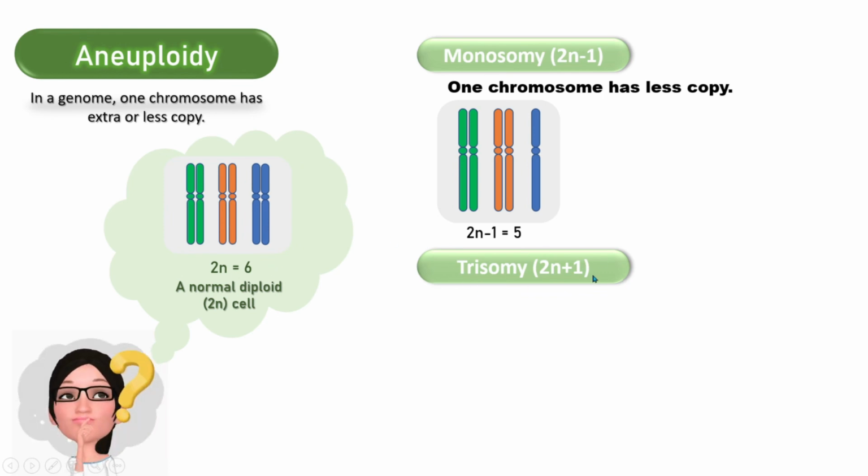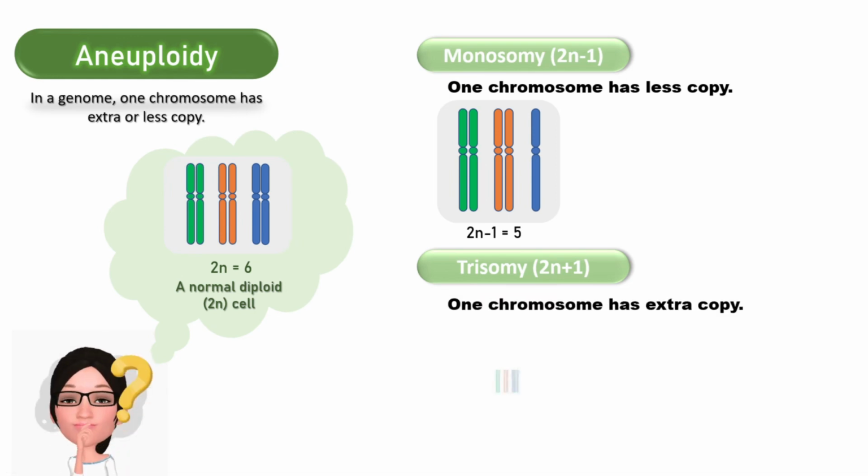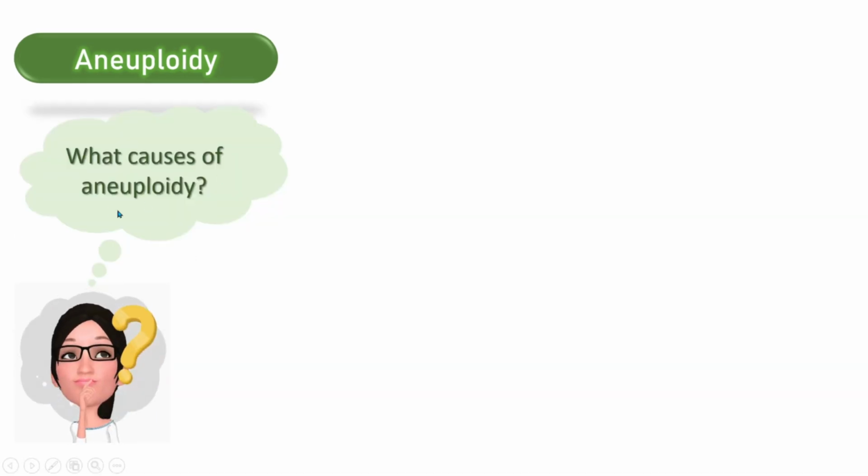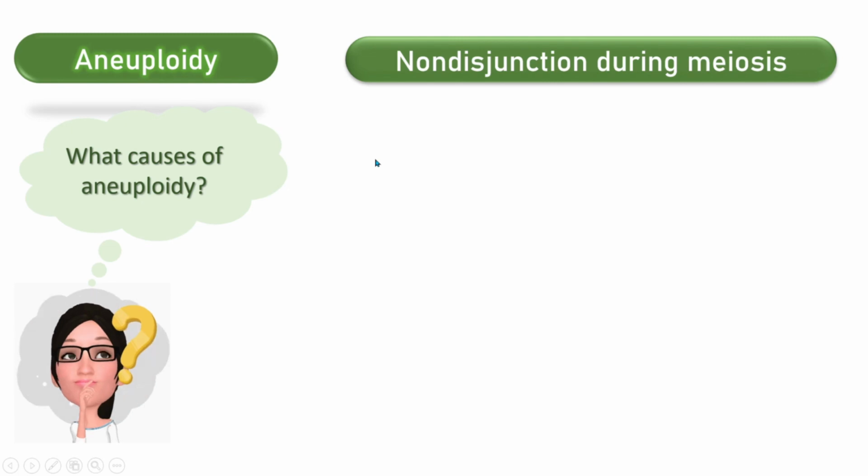Trisomy 2n+1 is a condition in a diploid cell where one of the homologous chromosomes has an extra copy. For example, this homologous chromosome has an extra copy, so 2n+1 equals 7 instead of 6. What causes aneuploidy? Aneuploidy is caused by non-disjunction during meiosis.